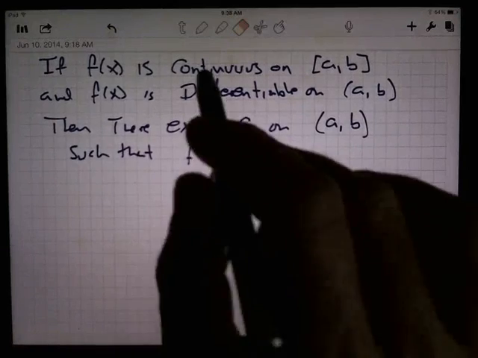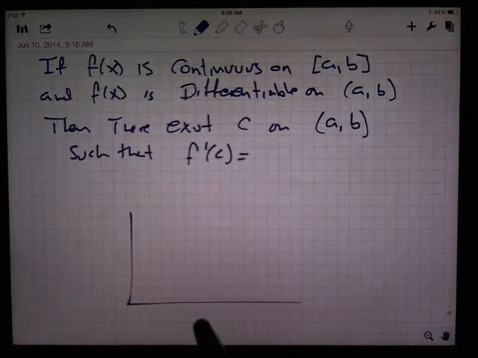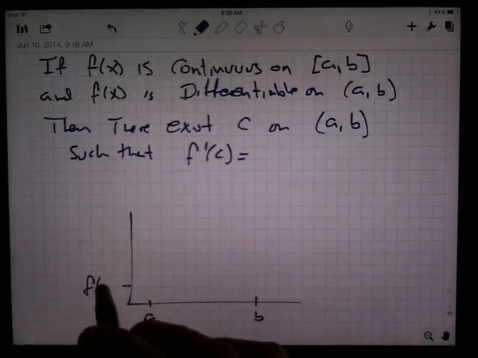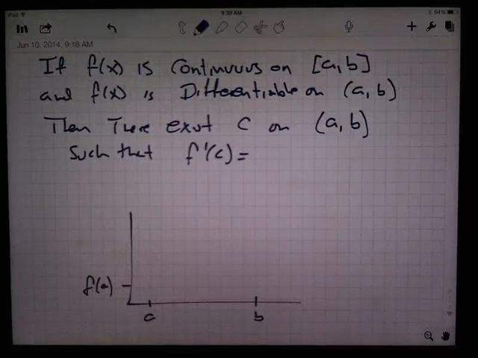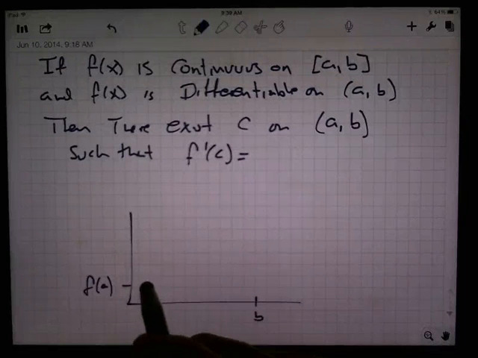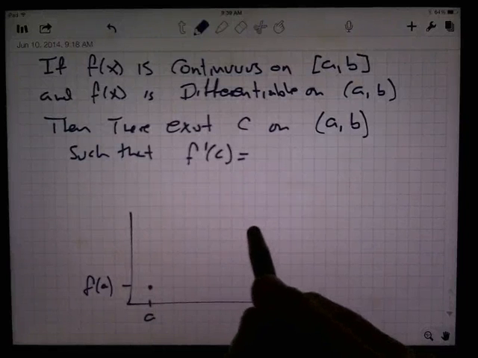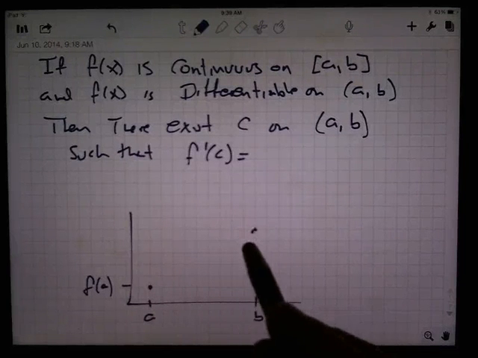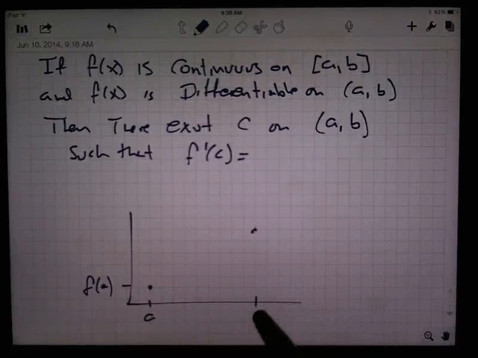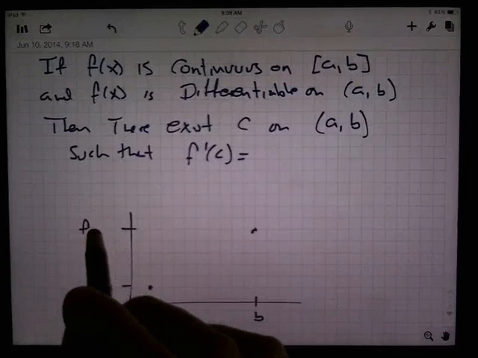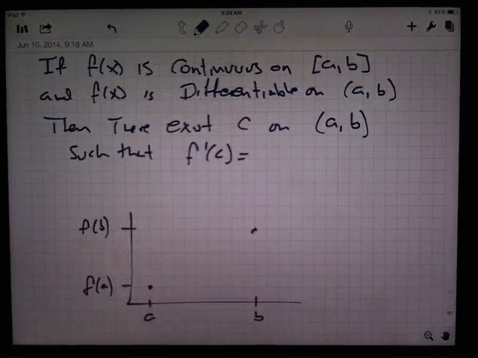Looking at a picture, here's a, here's b, here's f of a. Now, here's the difference between the mean value theorem and Rolle's theorem: in Rolle's theorem, f of a equaled f of b. In the mean value theorem, I don't need that, so f of b might be different. I'm drawing f of b bigger than f of a, but it doesn't have to be. It might be the other way around. They're just potentially different.